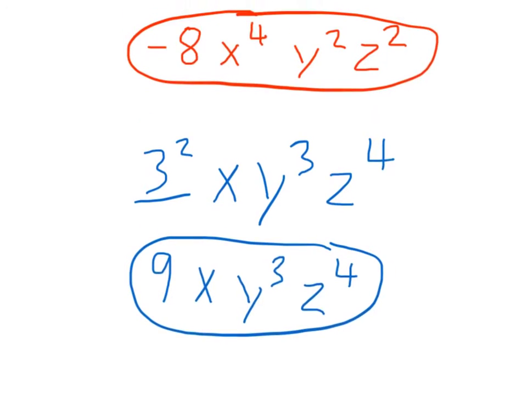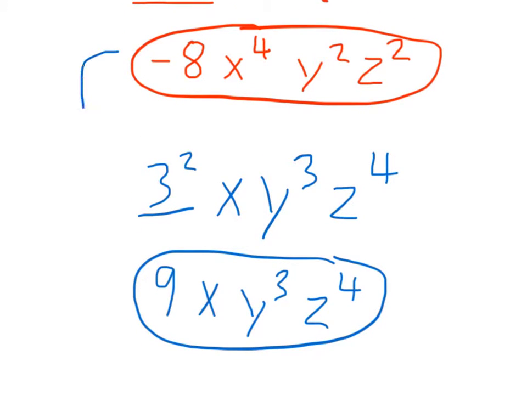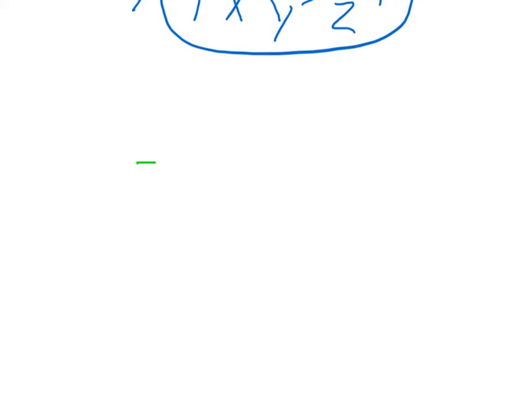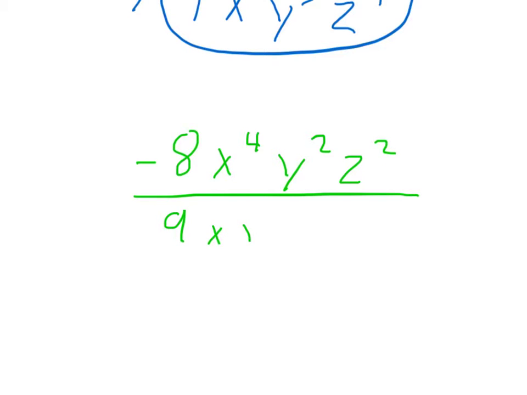So now we can put these two fractions together into one. So our new fraction is going to be negative 8 x to the fourth y squared z squared over 9x y cubed z to the fourth. Sorry, that's a z actually. Alright, so now we can simplify this by subtracting the powers of like bases.